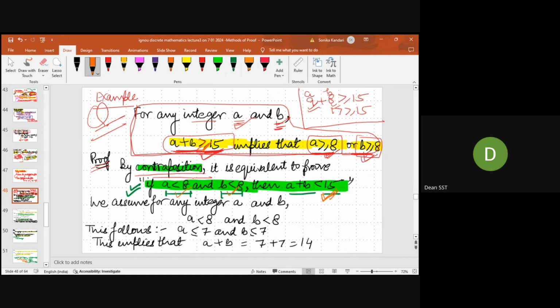Fine. Is it clear, class? Here A was greater than or equal to, that is why we have used less than. Here B was greater than or equal to, that is why we have written B less than 8. So for proving P implies Q, what are we doing? Not Q implies not P. Fine. So contrapositive: if A is less than 8 and B is less than 8, then A plus B is less than 15.